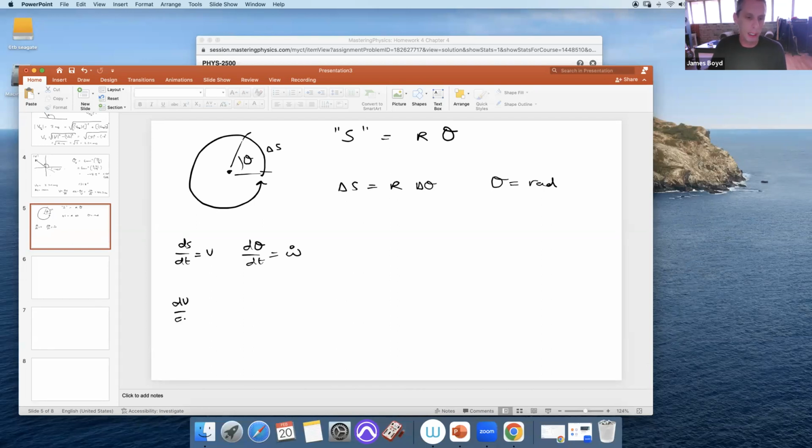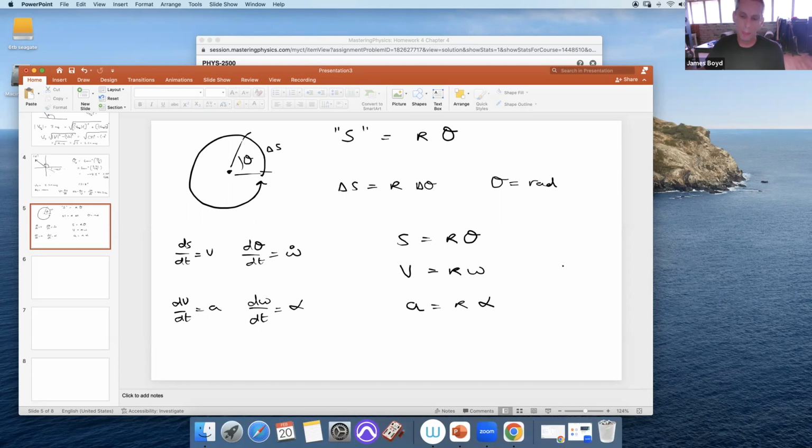Finally, dv/dt is something that we call a, and d omega/dt is something that we call alpha. Now, when we look at these equations, what we get is that the arc length s is related to the angle, the velocity is related to omega, and the acceleration is related to alpha.